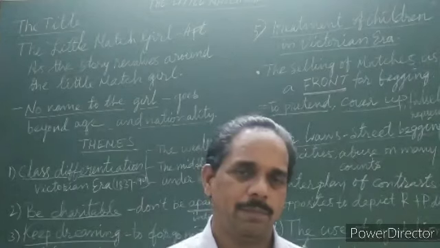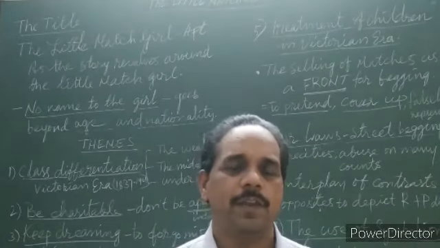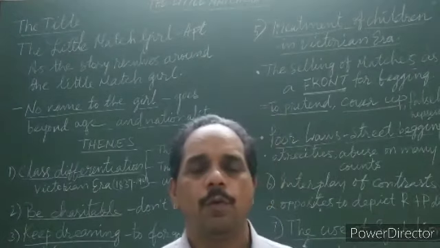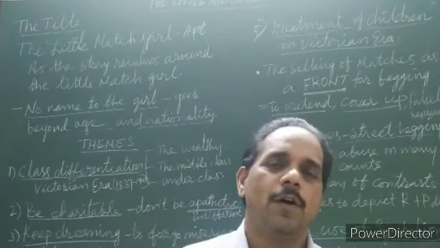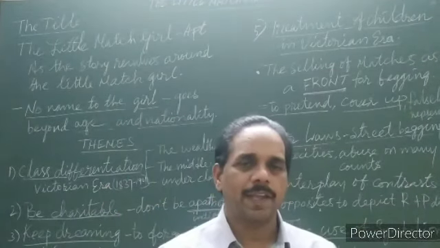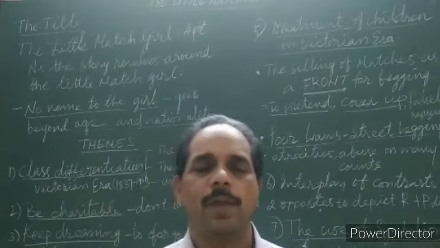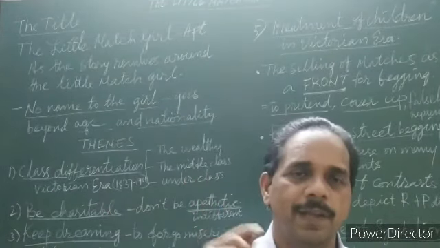It could be anybody, not a particular child, any child who is orphaned, who is abused, who is put to difficulty. So it goes beyond age and nationality. It is not a girl from Denmark, it could be anybody from any part of the world. So universal appeal.